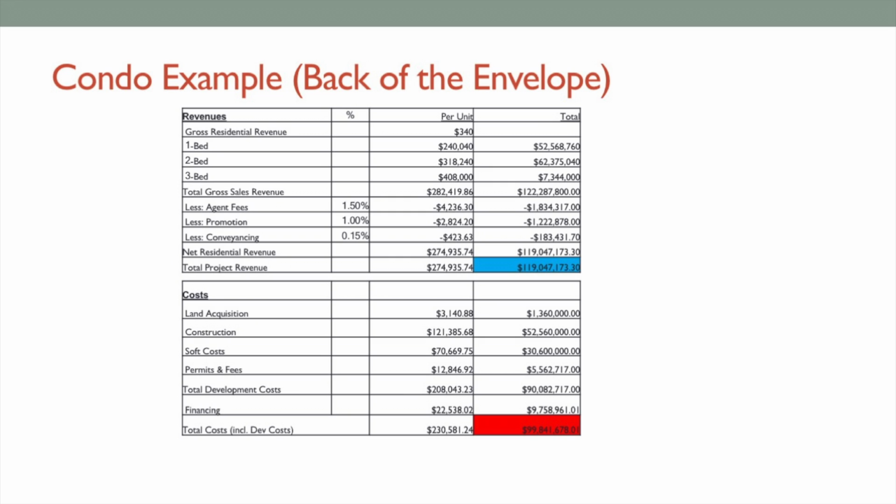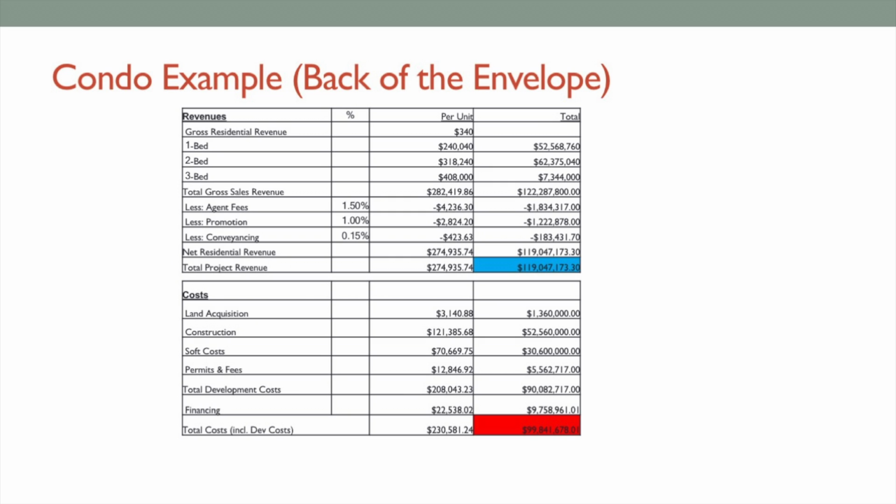So this is the back of the envelope example. If you're looking at a condo, how might this work? This is based on a development that I had been working on as a policy project, and figure out the revenues up here. So we have a 1-bed, 2-bed, 3-bed condo. This is based on a development in Mississauga a few years ago. So we have gross sales. We took out agent fees, all these other costs associated with selling the condo. And I have the total project revenue of $119,047,173. That's how much the project's expected to generate in revenue.